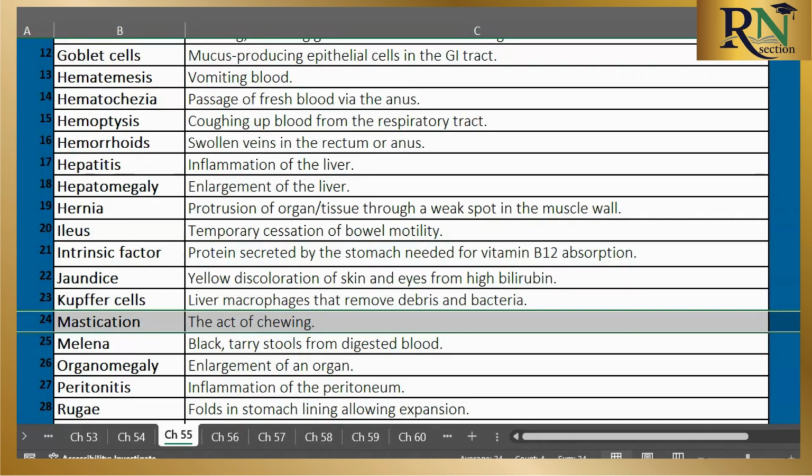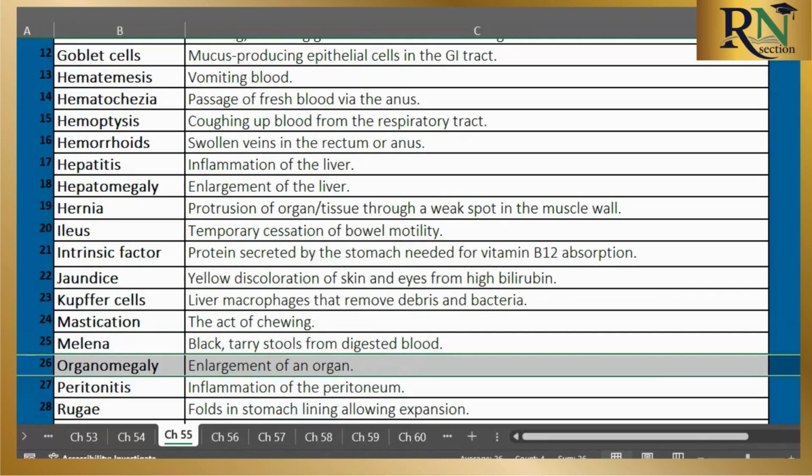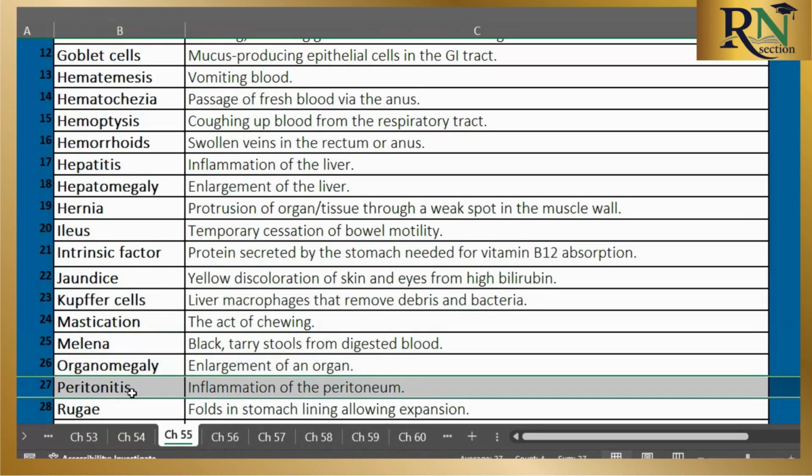Mastication: the act of chewing. So it's mash food. Melena: a black tarry stool from digested blood. So melena, like melanin, is colored stool. Organomegaly: an organ, and megaly means enlarged, big. Peritonitis: inflammation of the peritoneum.